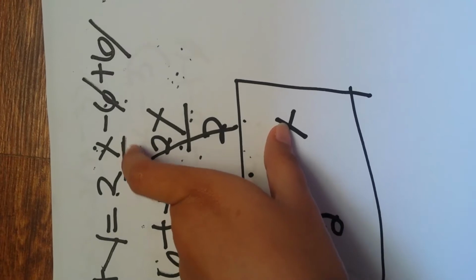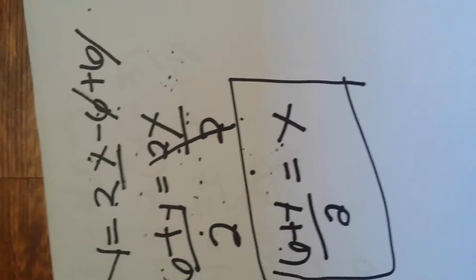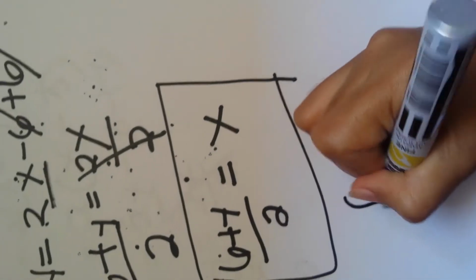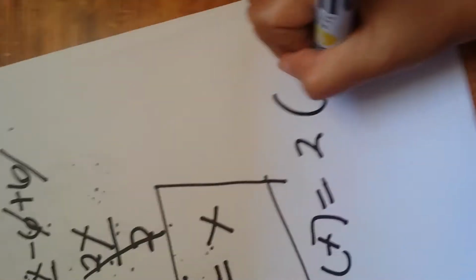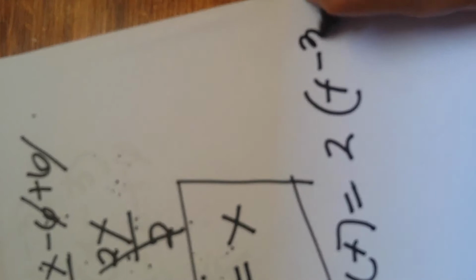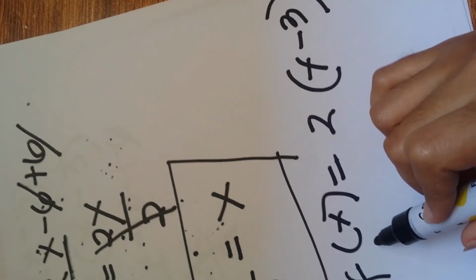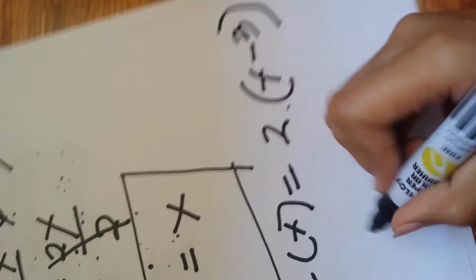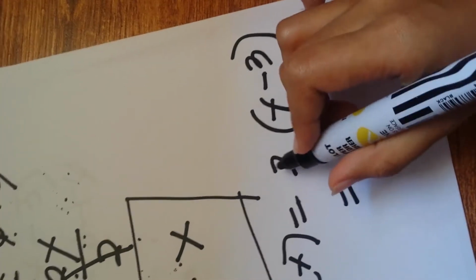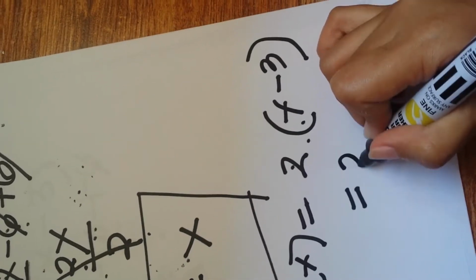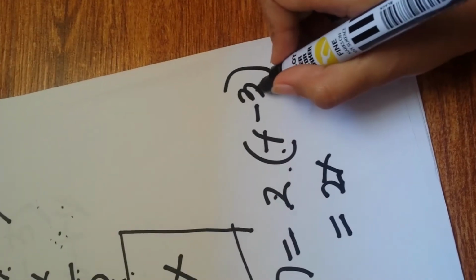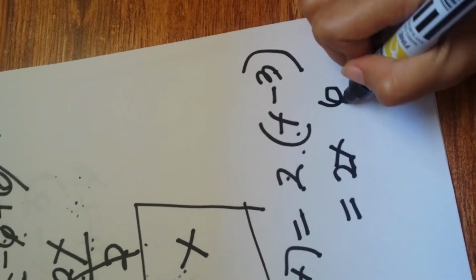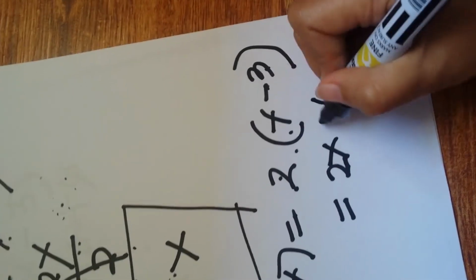So where do we get this 2x minus 6? Since our given f of x is 2x minus 3, we do the distributive property. So 2 times x equals 2x. 2 times 3 equals 6. So we copy the negative sign.